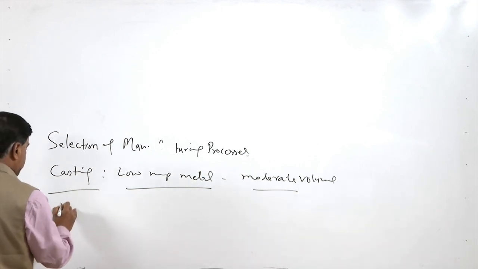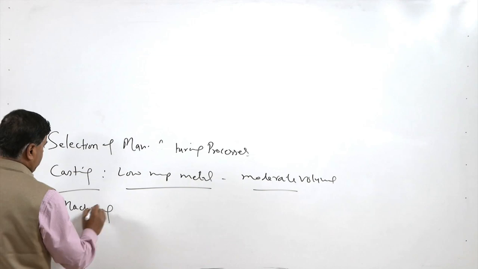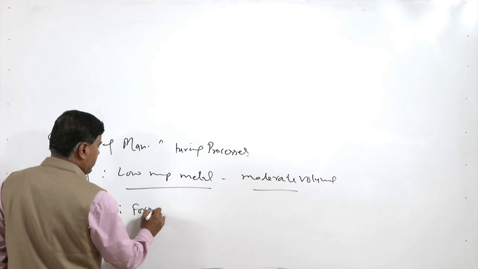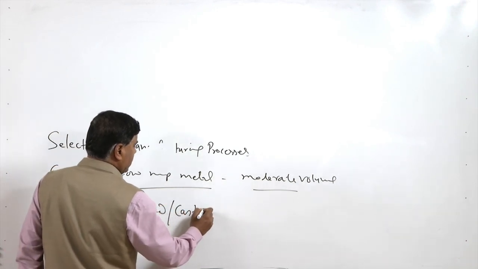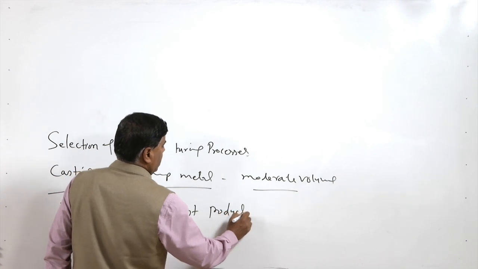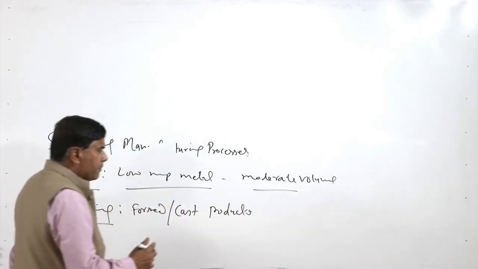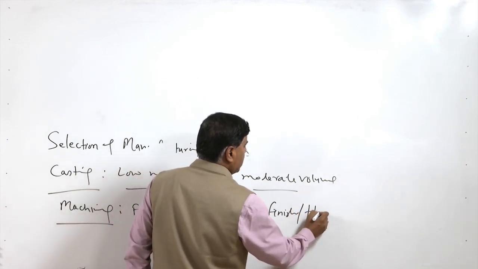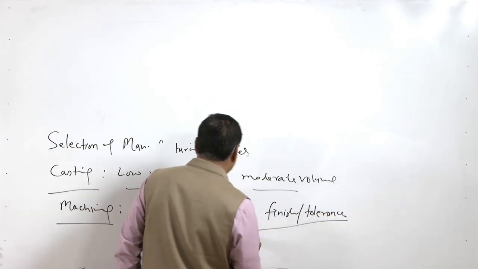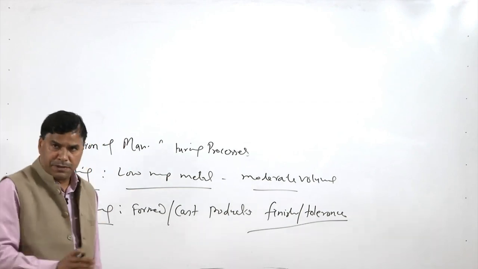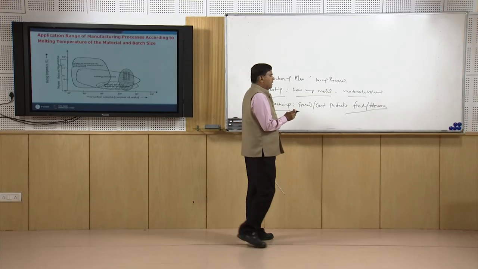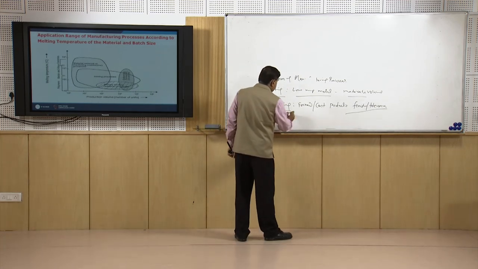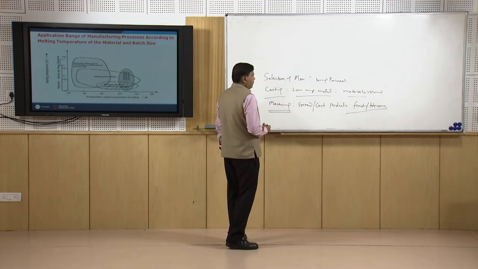Then the machining processes are selected for mostly all formed and cast products. They are subjected to machining primarily for achieving the finish and the tolerance. Primary shaping is not much done using machining, and if it is to be done, then only very limited volumes are used for production purposes. Otherwise, mostly machining is used as a secondary processing.